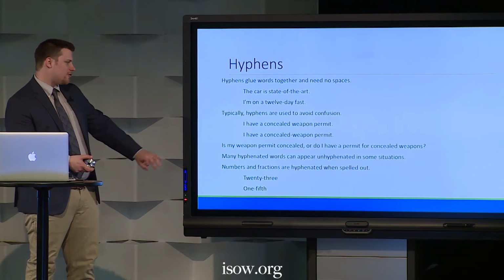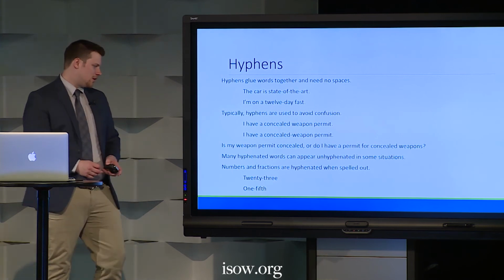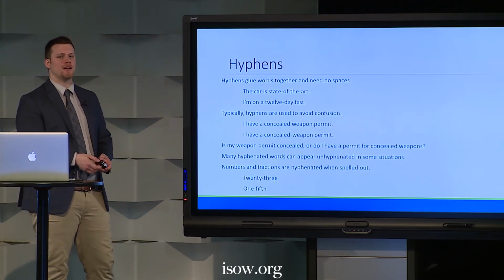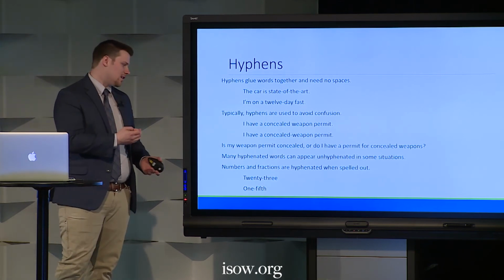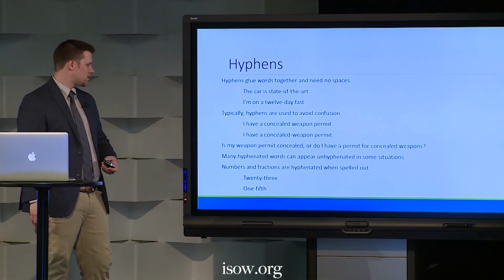So numbers and fractions are also hyphenated when spelled out when they're more than one word. So if you say twenty-three or one-fifth, there's always going to be a hyphen there so that you know this is all one word. You don't want to say twenty and three as two separate words. That's one word glued together.